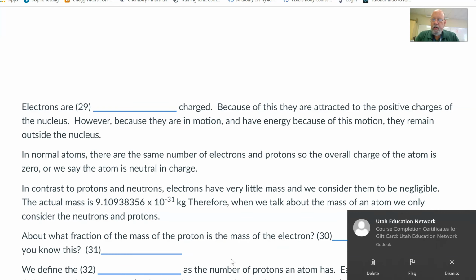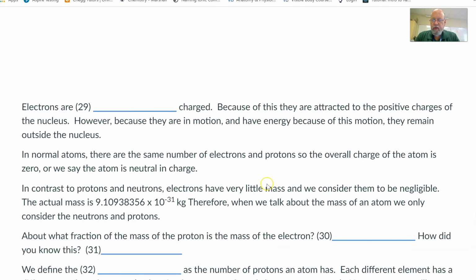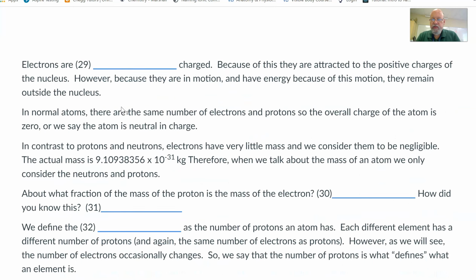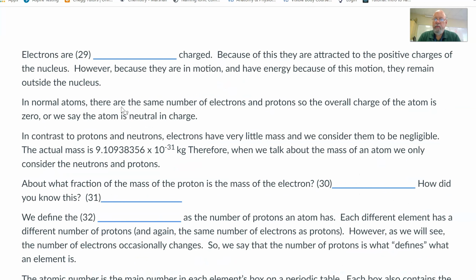And then electrons, of course, we know are negatively charged. Because of this, they're attracted to the positive charges of the nucleus. However, because of the type of motion that they're in, they have enough energy that they remain outside the nucleus. Another thing that we know is that in normal atoms, there are the same number of electrons and protons, so the overall charge of the atom is 0, or we say that it's neutral in charge.